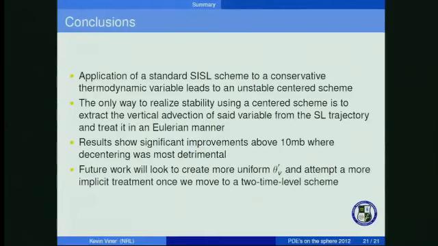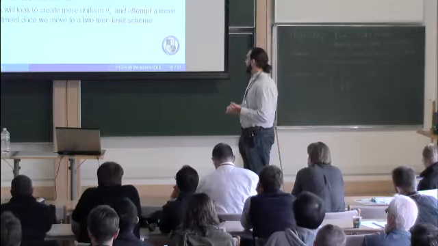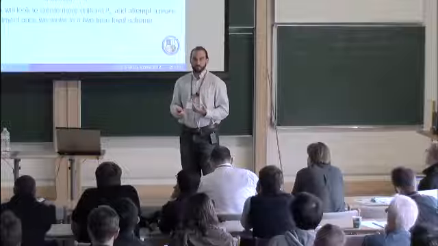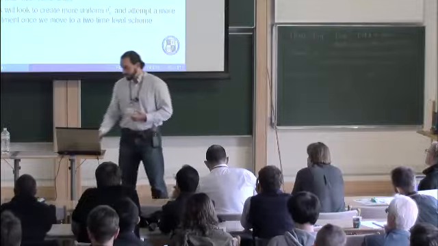Application of a standard semi-implicit semi-Lagrangian scheme to some conservative thermodynamic variable leads to an unstable centered scheme. If you want to get back a stable centered scheme, then you have to extract this vertical advection, or whatever your fast mode term is that's embedded in that trajectory, and treat it in Eulerian fashion. Results show significant improvements above 10 millibars, where the decentering was most detrimental beforehand. Future work: I want to try to create a more uniform theta prime. Also, once we move to a 2-time level scheme, it'll be more feasible to try a more implicit method. So I'll stop there.